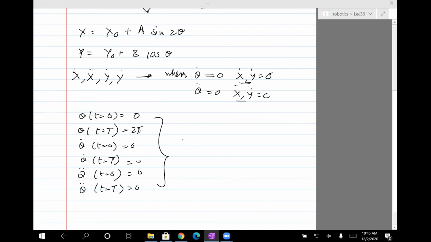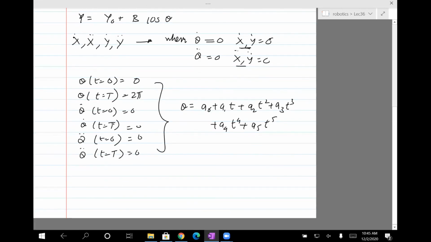So from this, we write a fifth order polynomial for theta, and then solve for the a's based on the 6 conditions. That's not new. We've done that for trajectory generation.